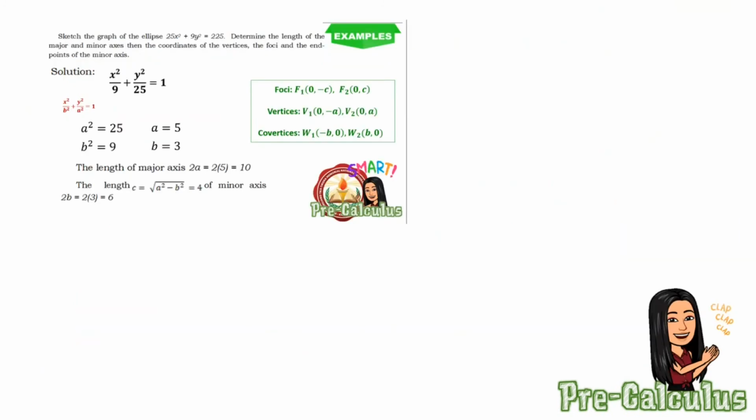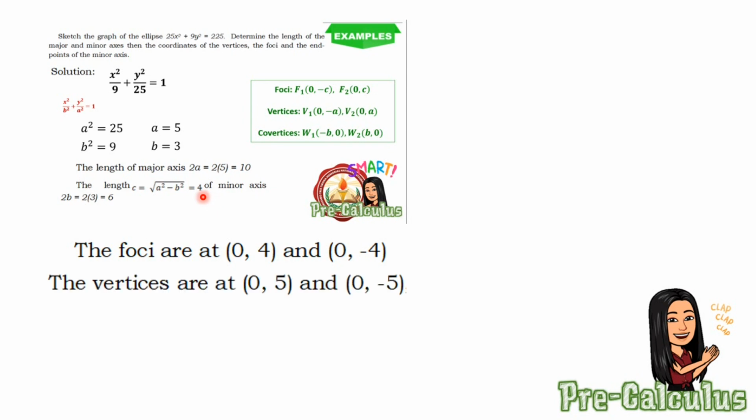Having the following information, let us now get the coordinates of the foci, the vertices, and the co-vertices para mag-graph na rin natin sila. So, the foci is at 0, 4, and 0, -4, since ang ating letter C is equal to 4. Okay? The vertices, which is the letter A, is at 0, 5 and 0, -5. And the coordinates of the minor axis or our co-vertices is at 3, 0 and -3, 0.